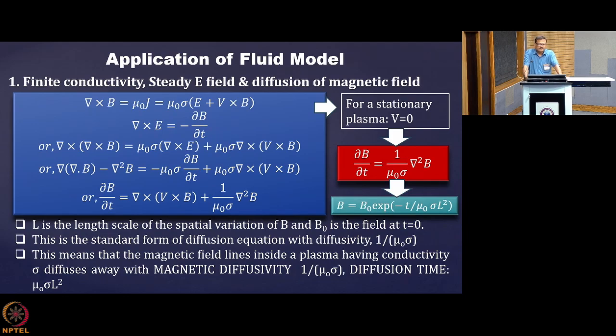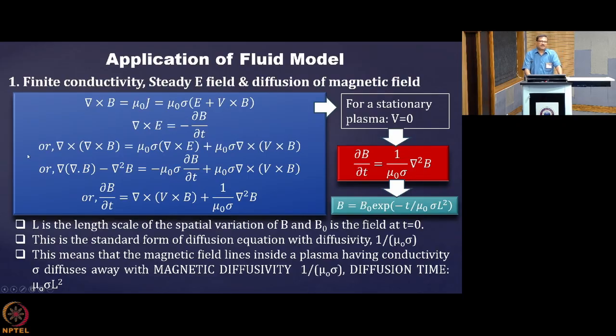So somewhere in between many of the times we face, and how the plasma will behave, because plasma associates electric and magnetic field, how they will behave in such situations, we can get some good idea from the study of this kind of special cases. So the first one is finite conductivity and steady electric field, and we want to study the diffusion of magnetic field in such plasma, if any.